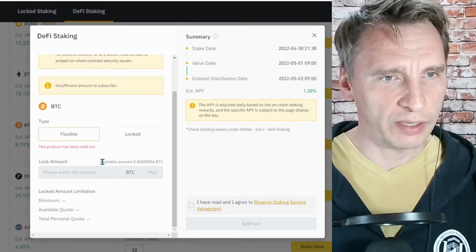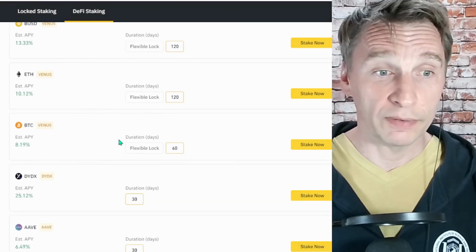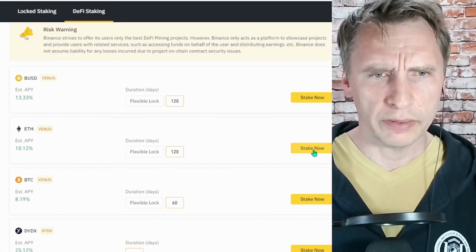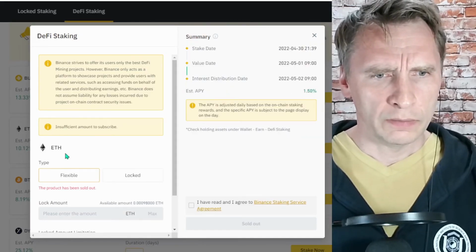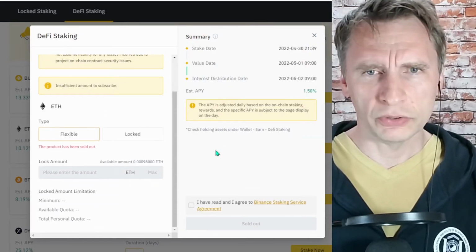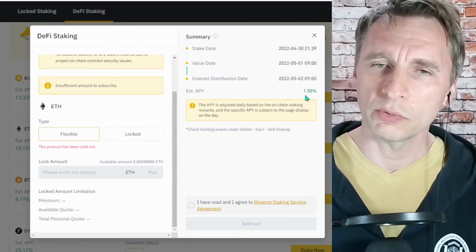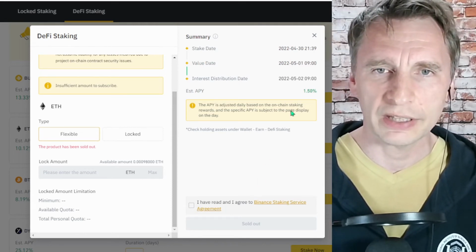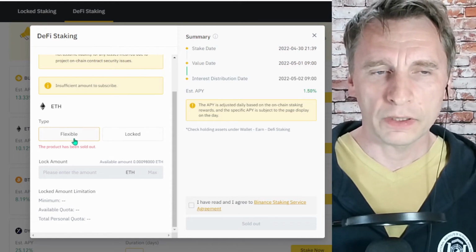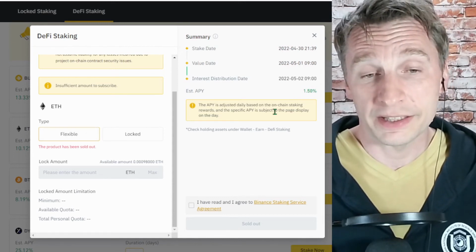Bitcoin doesn't seem to have a quota right now. Maybe I don't have a quota, so let's see if I can do it with Ethereum. Flexible staking. No, also no quota. So in any case, I would receive a much smaller return. It's only 1.5% if I were to stake it for a day, I guess, and withdraw it.